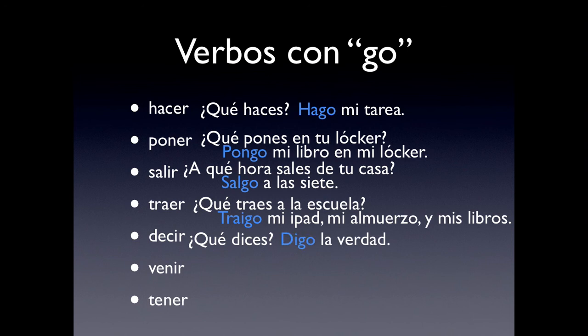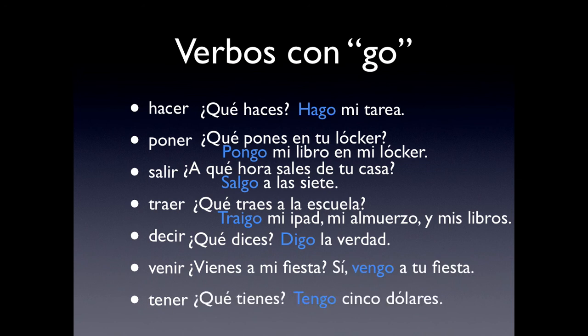¿Qué dices? What do you say? Digo la verdad. I tell the truth. ¿Vienes a mi fiesta? Sí, vengo a tu fiesta. ¿Qué tienes? Tengo $5. So you'll notice with the last few, with decir, venir, and tener, they're irregular in the yo form because they have that go, but they're also irregular in the tú form in a way.